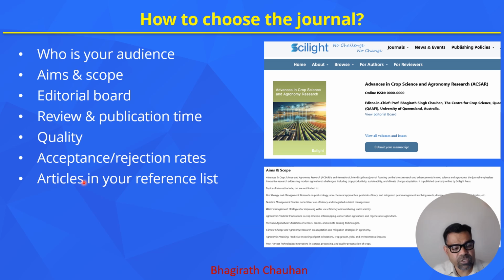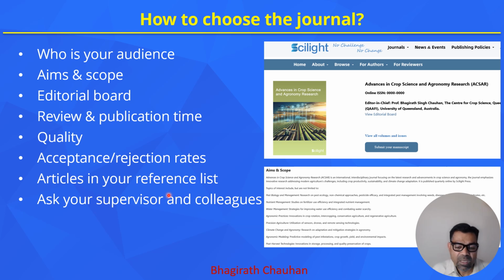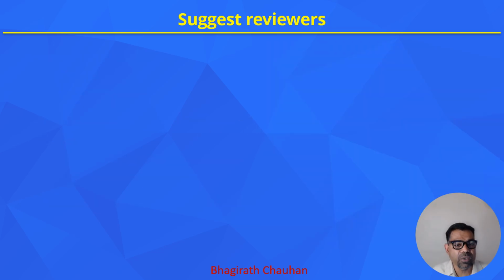Also, if you still struggle with where to submit, go to the article you have written, go to its reference list and see which journal you have cited the most. That may be your targeted journal. Still not clear? Ask your supervisor or colleagues where that paper should go, and I think you will be able to submit to the right journal. I hope this is all clear.